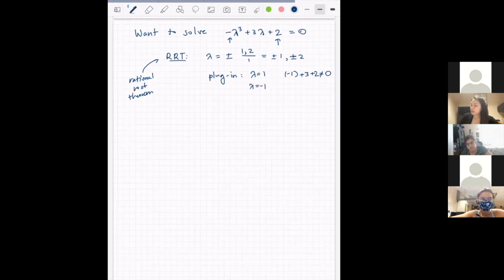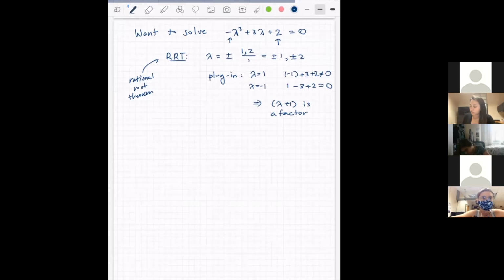Let's check some of the other ones. So -1, if we plug that in, we get +1 -3 plus 2. So this one actually is equal to 0, right? Okay, so that means that lambda plus 1 is a factor of this polynomial, right? So if we go ahead and divide by lambda plus 1, then we'll get a quadratic, which is a lot easier to solve, right?